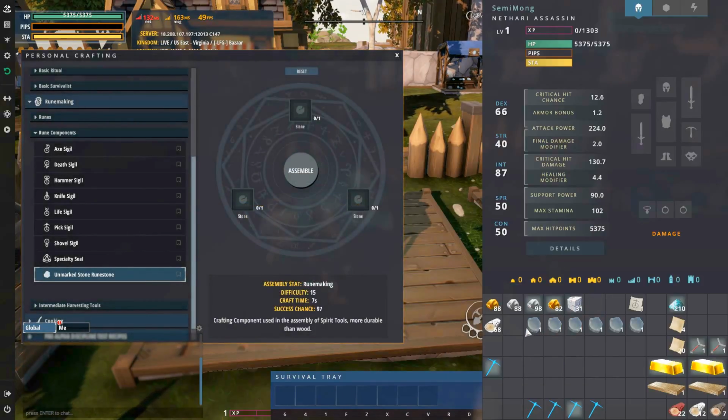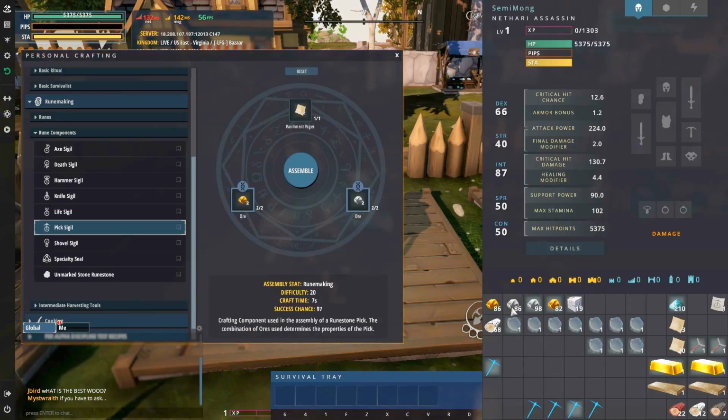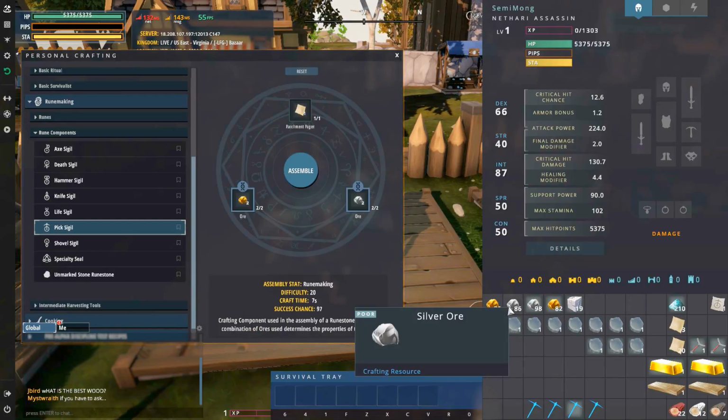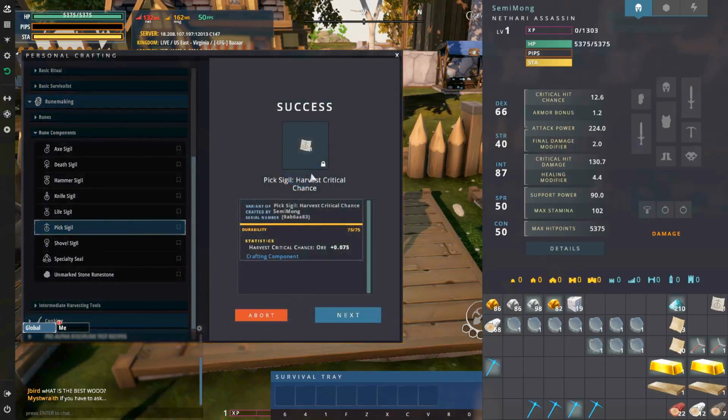RNG percentages, is that even a word? I'm not quite sure. I am only using poor ore, so poor silver, poor gold, and then obviously the parchment paper is the parchment paper. What is the best wood? I have no idea, my good sir.